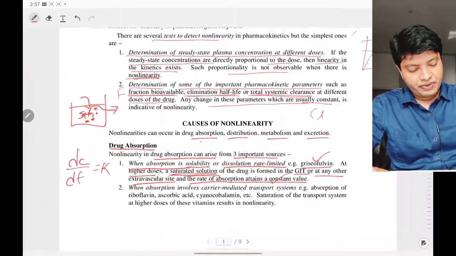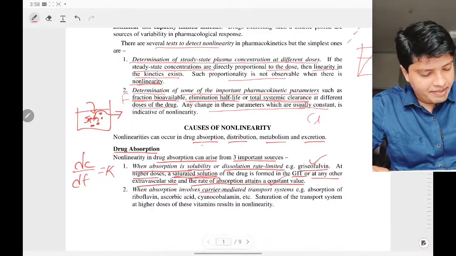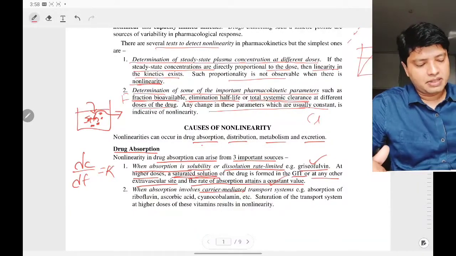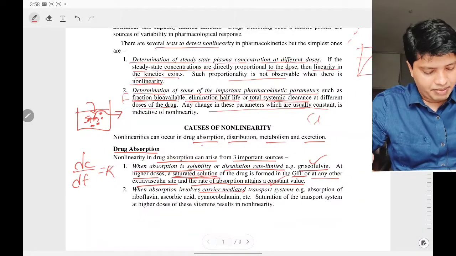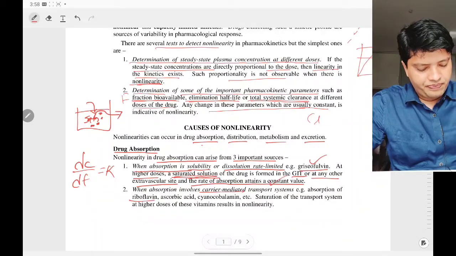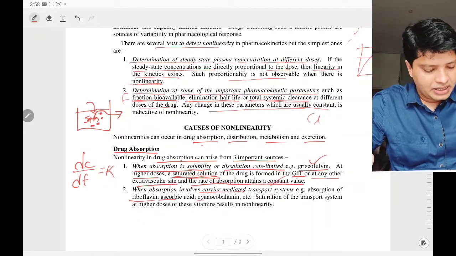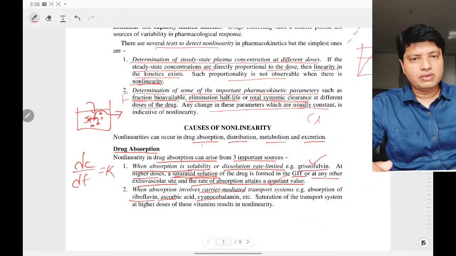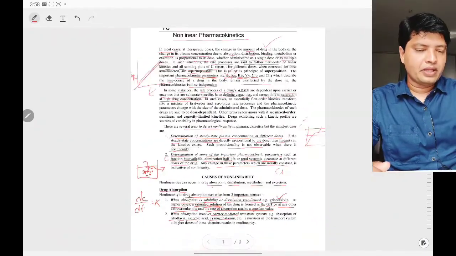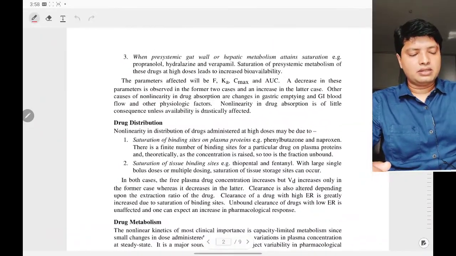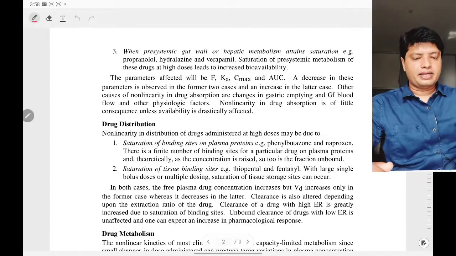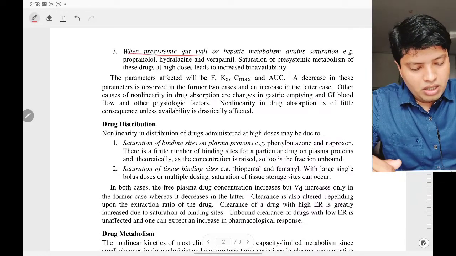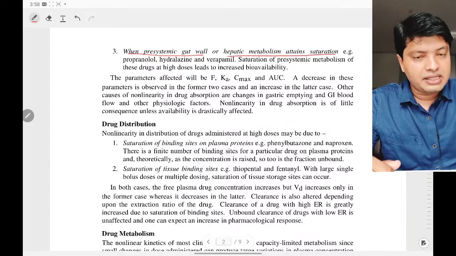Second source is when absorption involves a carrier-mediated system. I told you already, when the absorption involves a carrier-mediated system, then also you can see non-linearity. Examples are riboflavin, ascorbic acid and cyanocobalamin. These are the drugs which are absorbed actively through active transport, and then also you can see the non-linearity in the drug. Okay, then pre-systemic gut wall or hepatic metabolism attains saturation.